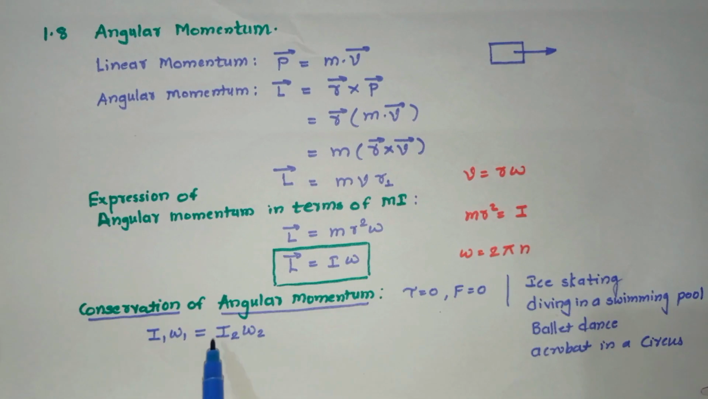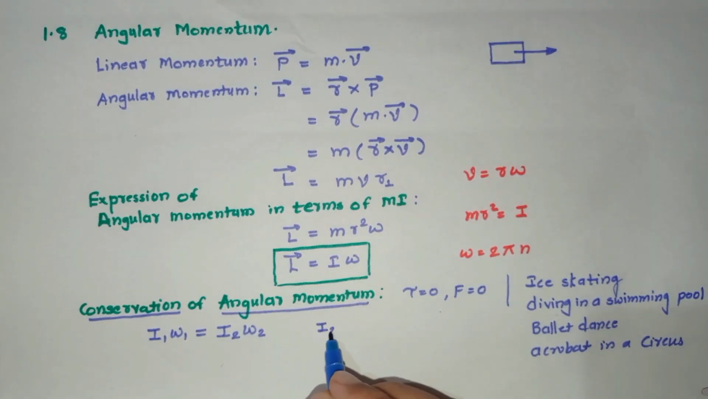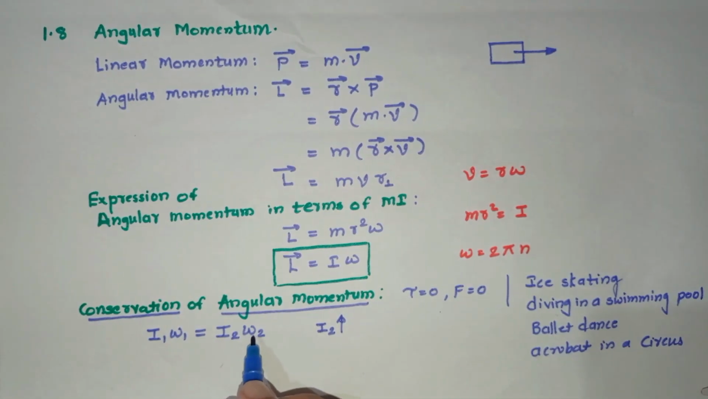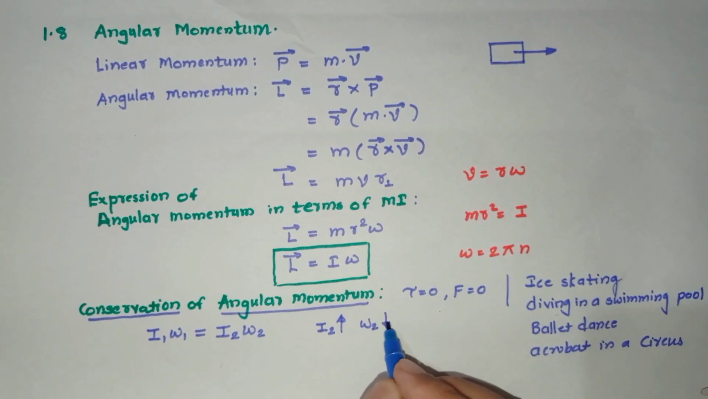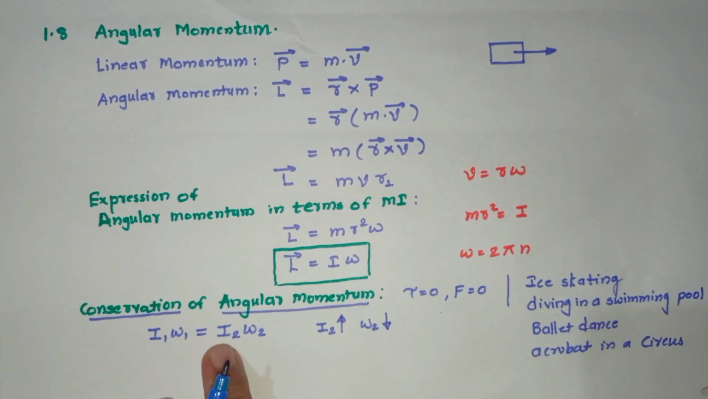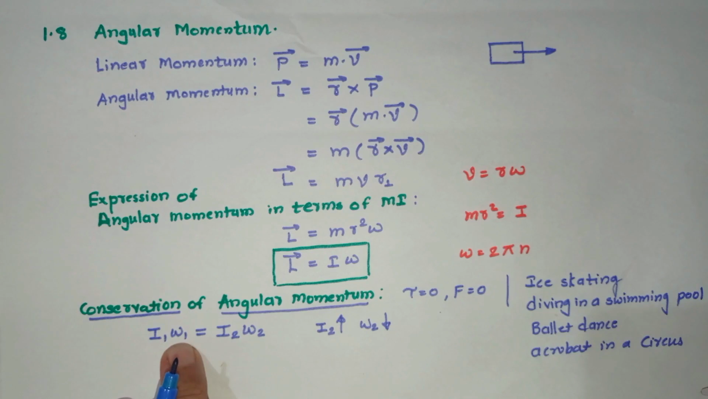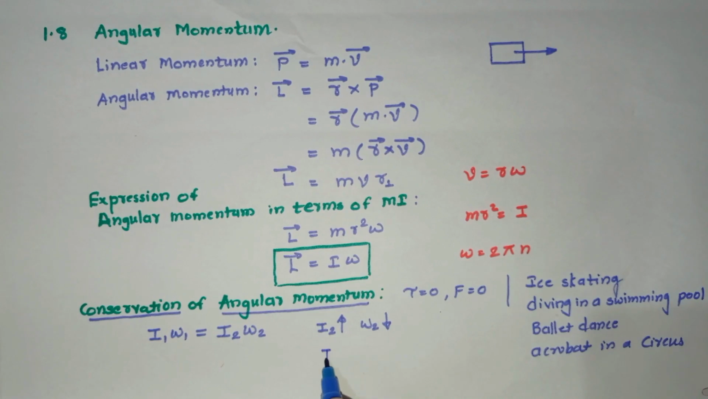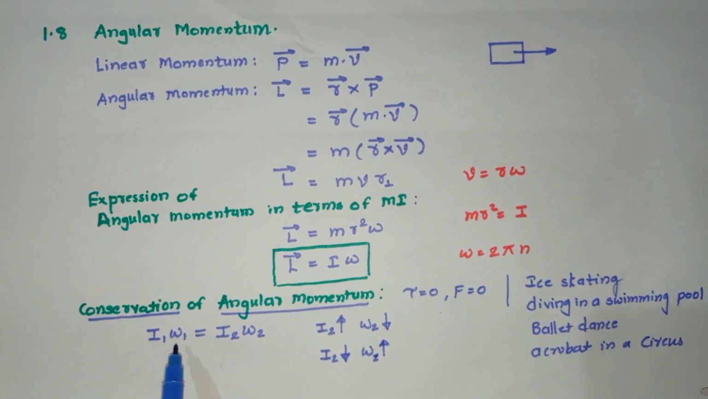If the moment of inertia is increasing, then the angular velocity will decrease, so that the product remains the same: I1 omega 1 is equal to I2 omega 2. If I2 is increasing, then omega should decrease. If the moment of inertia is increasing, the angular velocity decreases. If the moment of inertia is decreasing, then the angular velocity will increase. This I1 omega 1 equal to I2 omega 2 is known as conservation of angular momentum.